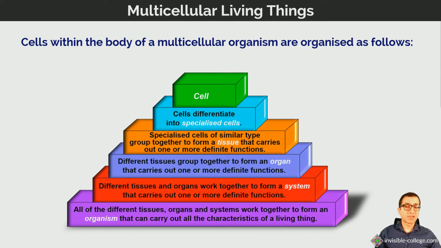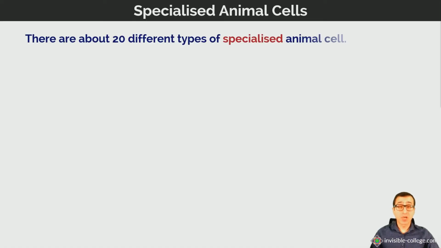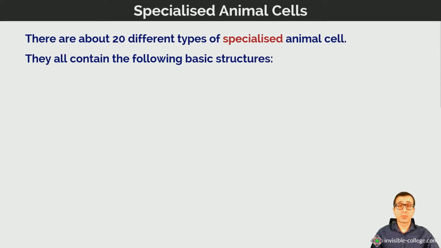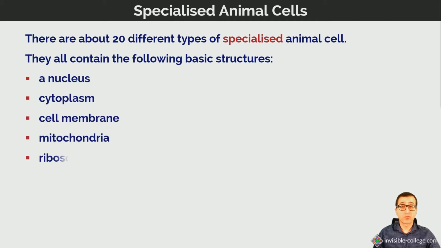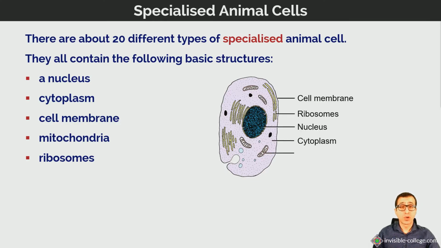So let's now take a look at some specialized animal tissues to exemplify what we've been talking about. So there are about 20 different types of specialized animal cells and many subtypes of each of these, and they all contain the following basic structures that we saw in that previous topic on cell biology. There's a nucleus, there's a cytoplasm, there's a cell membrane, there's mitochondria, ribosomes, and so on. So all of these structures are common to all of these specialized animal cells. They're necessary for the functions of all of those cells.